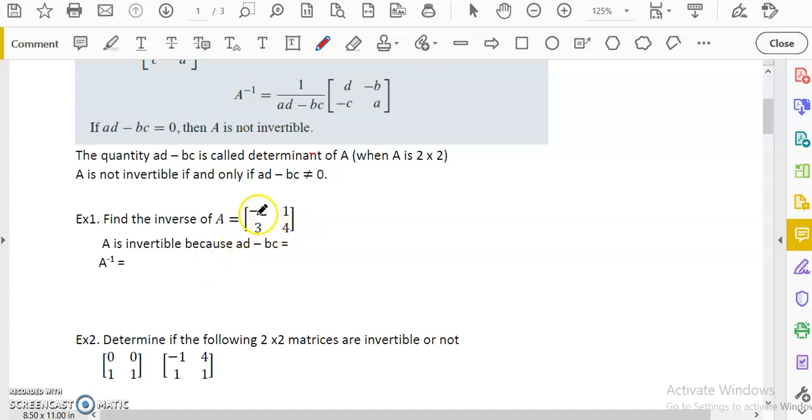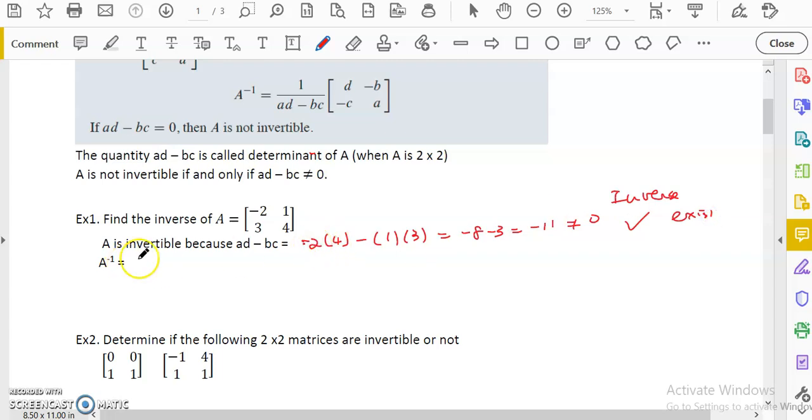Let's say I have example 1. My matrix A is -2, 1, 3, 4. I want to find the inverse of A. So I need to find the determinant, AD minus BC. That's -2 times 4 minus 1 times 3, so -8 minus 3 is -11. It's not 0, so the inverse exists.